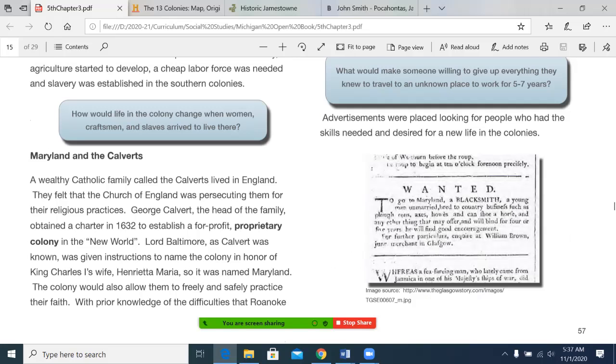Advertisements were placed looking for people who had the skills needed and desired for a new life in the colonies. And you can see this little ad here: wanted to go to Maryland, a blacksmith, a young man, unmarried, bred to country business such as plows, axes, hoes, and can shoe a horse and any other thing that may offer, and will bind for 4 or 5 years. He will find good encouragement. For further particulars, inquire at William Brown, Merchant in Glasgow. So this one would have been coming from what's now Scotland.